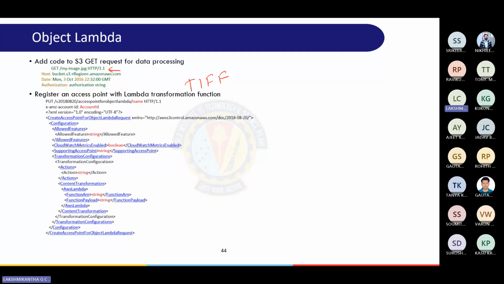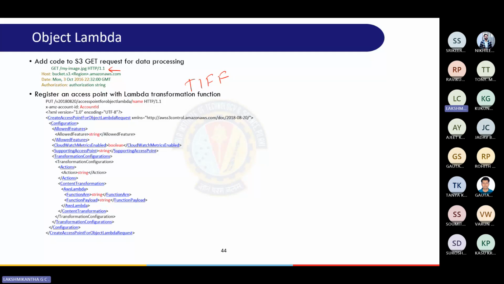The transformed data is then returned to the user. The original object in S3 remains unchanged. Guys, you register an access point with a Lambda transformation function. This allows you to customize the data delivered to different applications without managing multiple copies of the data. So this is a powerful serverless way to execute your data processing logic, guys.